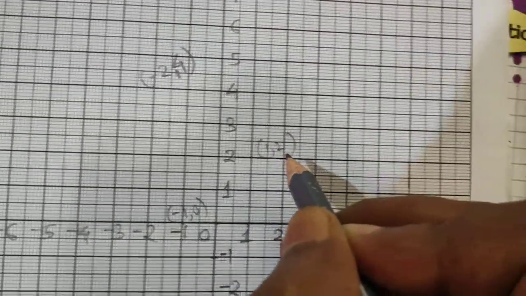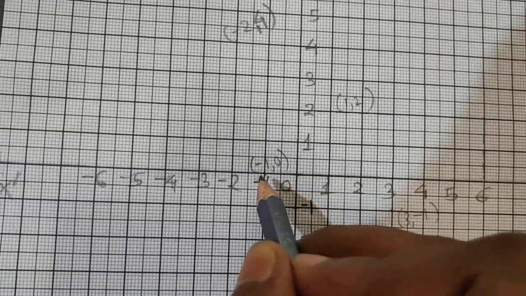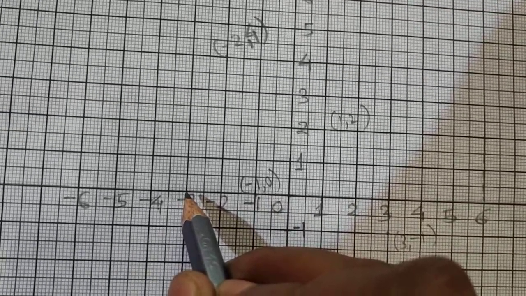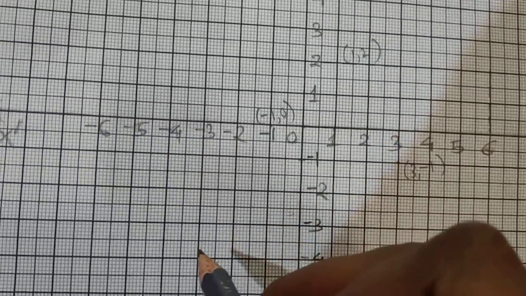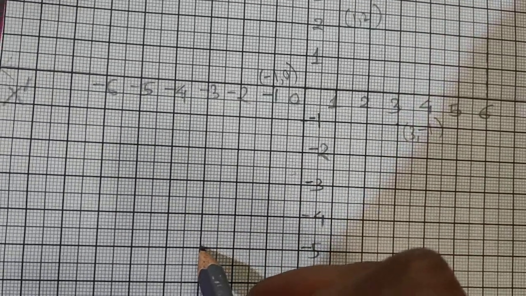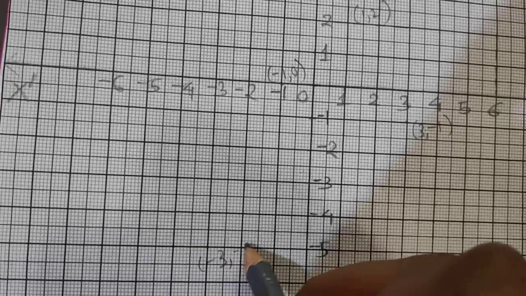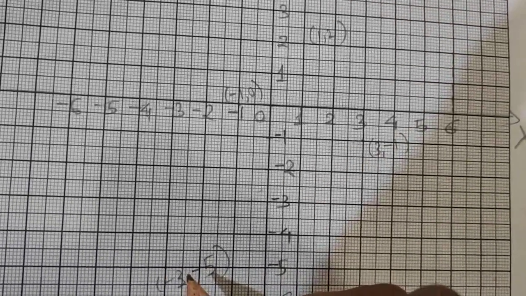Okay, and the third last point is minus 3, minus 5. So let us see, students: minus 1, minus 2, minus 3, minus 4, minus 5. This point is minus 3, minus 5.